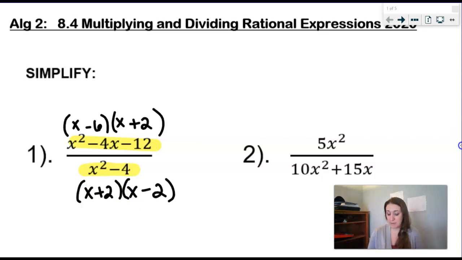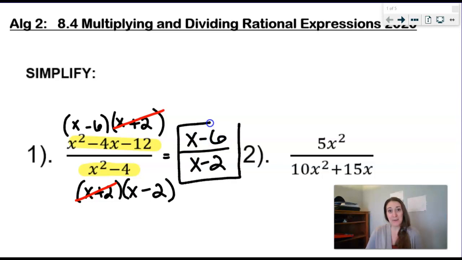Our last step in simplifying is that any expression that is in both the numerator and the denominator cancels. So this x plus 2 will cancel with this x plus 2, and that's kind of it. You just write down what you have left. We still have an x minus 6 in the numerator and an x minus 2 in the denominator, and that is your final answer.